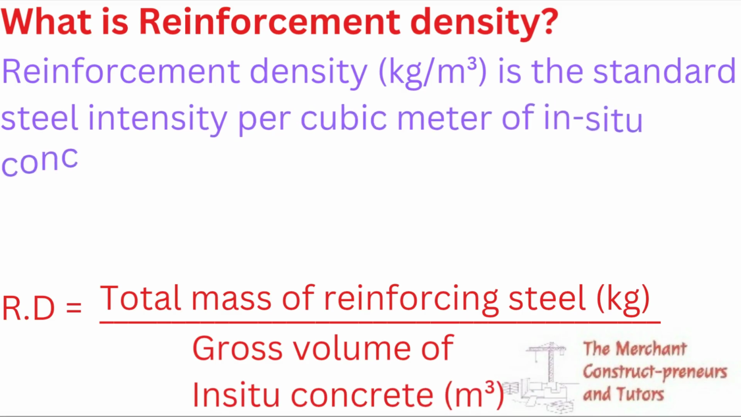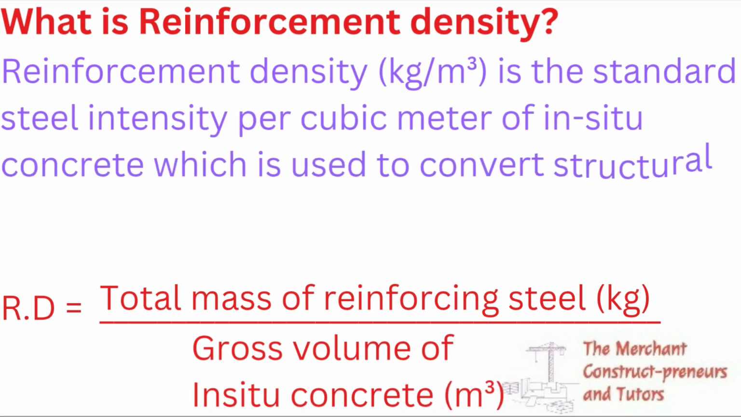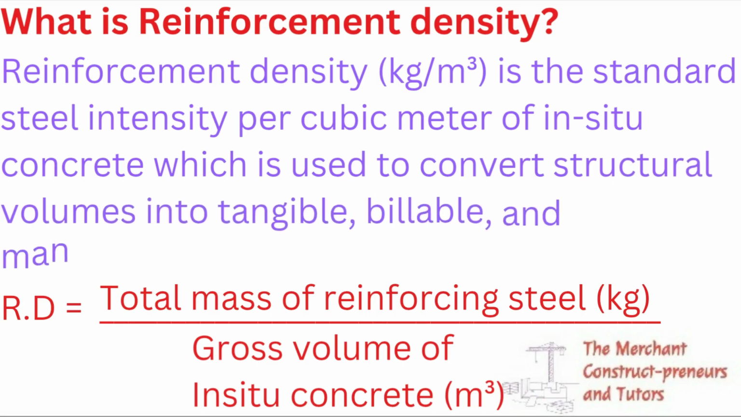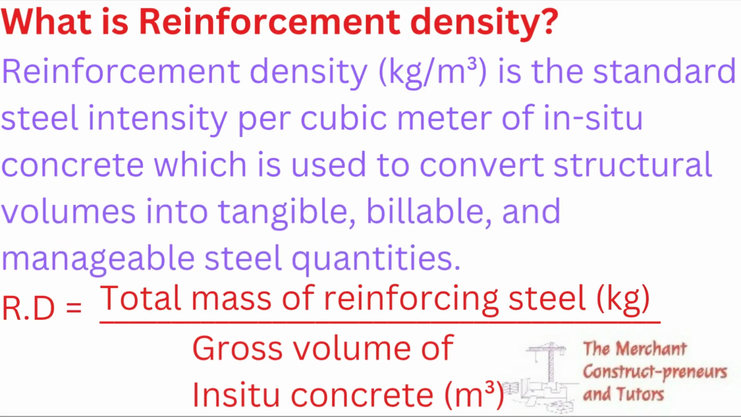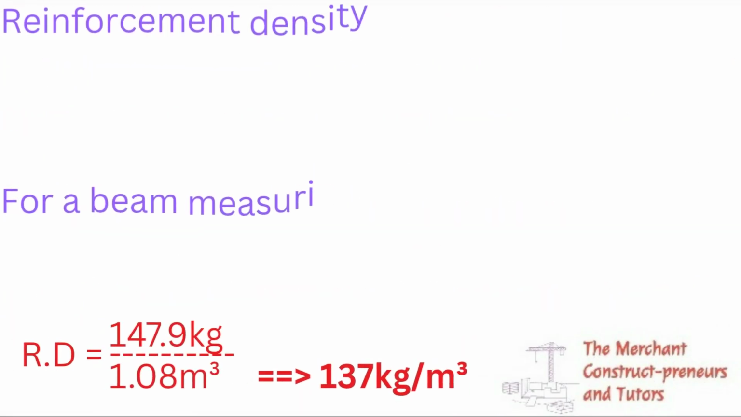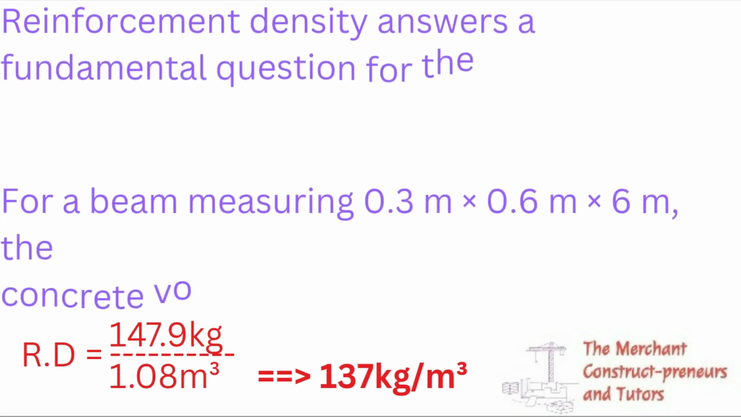So first let us look at what is reinforcement density. Now reinforcement density is standard steel intensity per cubic meter of in situ concrete, which is used to convert structural volumes into tangible, billable and manageable steel quantities. So what this is saying is, you want to know the quantity of steel or the density of steel that is inside a gross quantity of the concrete, right? So it's total mass divided by the total volume of concrete, and that's the reinforcement density of that particular section.